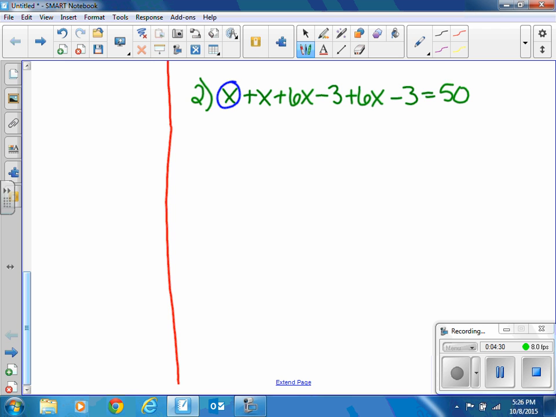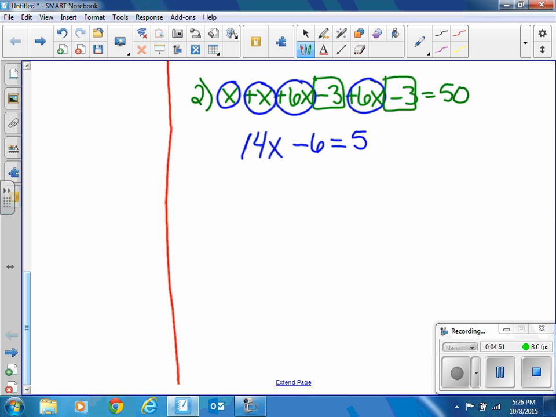Well, in this case, I have an x term, and an x term. Well, how many do I have? I have 1, 2, plus 6 is 8, plus another 6 is 14. 14x. Well, let's look at our 3. We have a negative 3 and a negative 3. That leaves us with negative 6, and that is equal to 50.